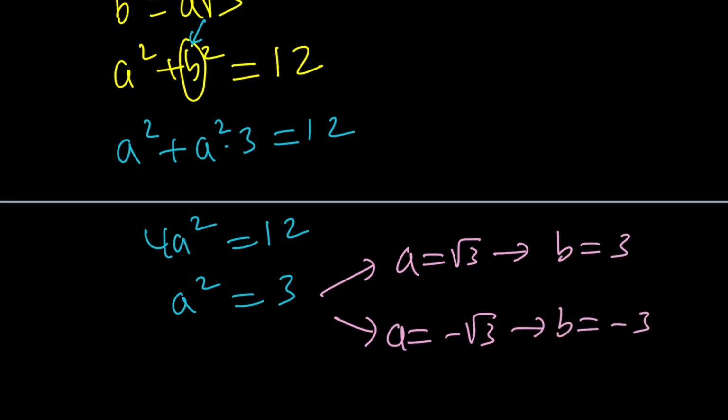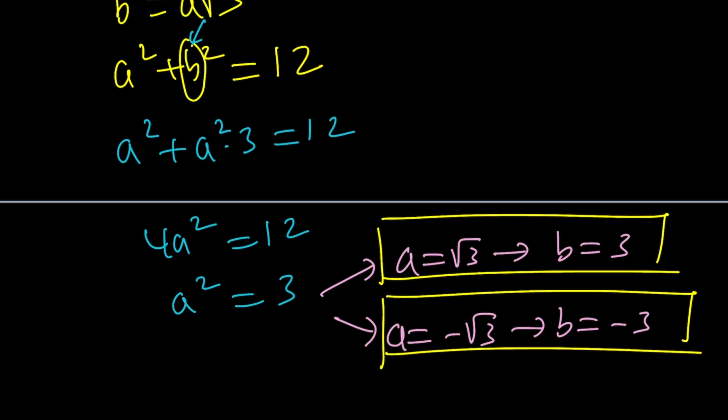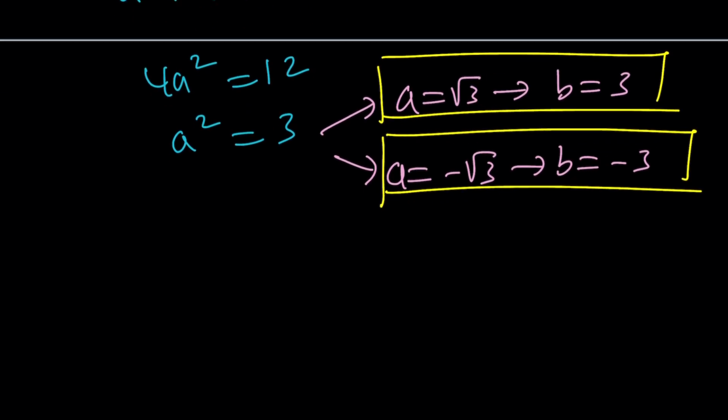Now let's take a look at both of these cases, and then we're going to go ahead and conclude with the solutions. Now, first case, which is this one, gives us z equals a plus bi.